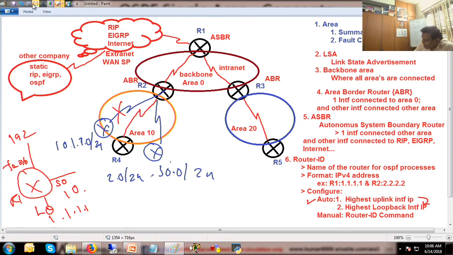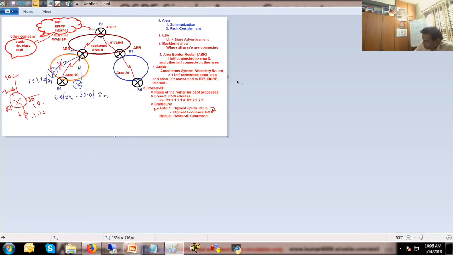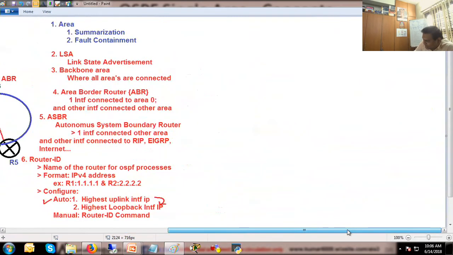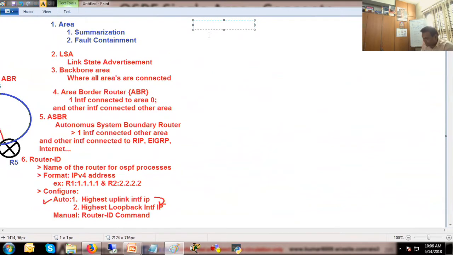Next, I'm going to teach you DR and BDR, the seventh terminology. Loopback, I told you, what is loopback? It's a virtual interface, not a physical interface, used for self-testing.